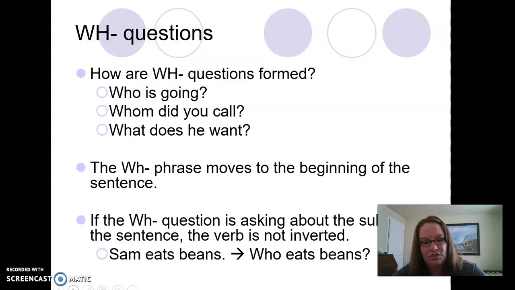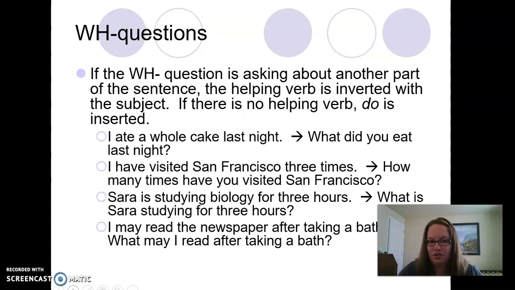So if the declarative was Sam eats beans and we want a question about Sam, then we just insert who instead of Sam and we say who eats beans. Okay? For other word orders, if the WH question is asking about another part of the sentence, then here's how we form it. We add the WH word at the beginning, and then we have an inversion between the auxiliary verb, or the helper verb, with the subject. If there's no helper, then we have to put in the verb do. So some form of do, either do, does, or did. And we put that in, and then the subject comes next.